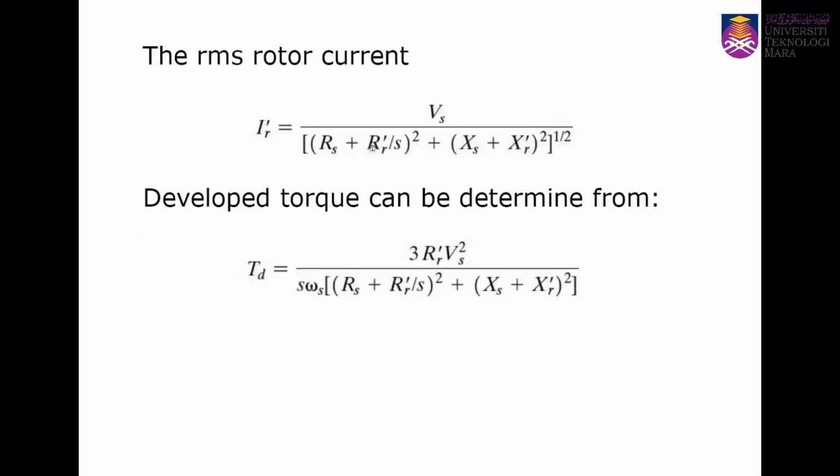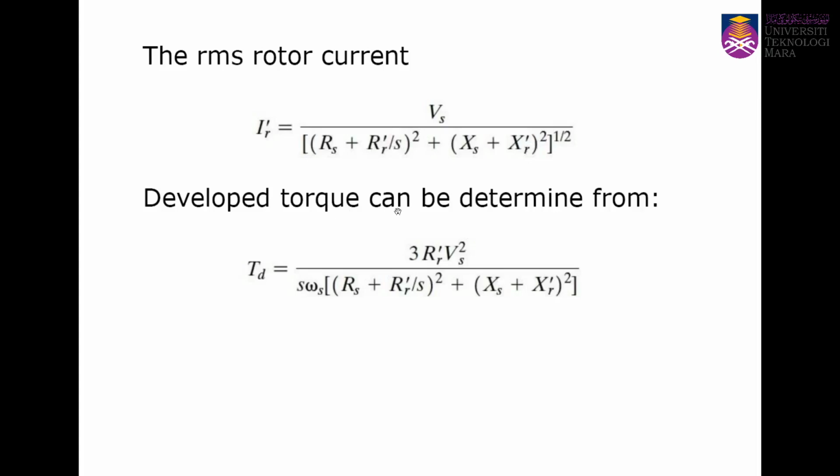Okay, so next, the RMS rotor current. So this is the RMS rotor current, I prime R equals Vs divided by the magnitude. We just look at the magnitude of the rotor current, Vs divided by the square root of (Rs plus R prime R over s) squared plus (Xs plus X prime R) squared, so you get the magnitude.